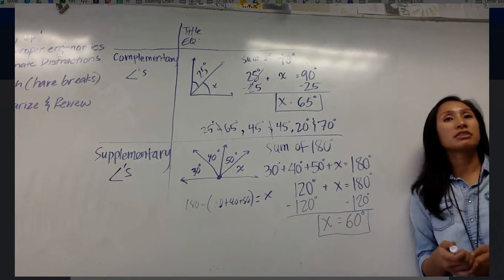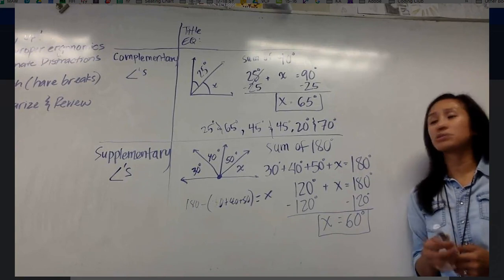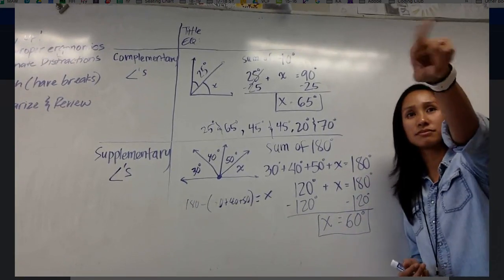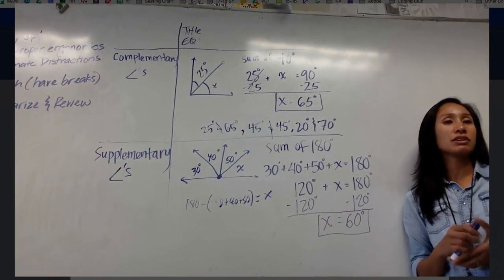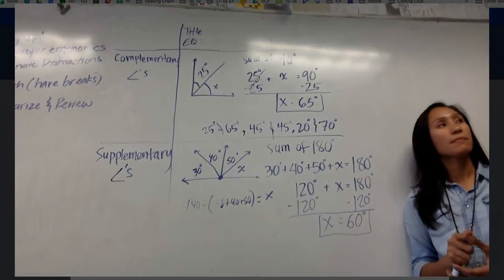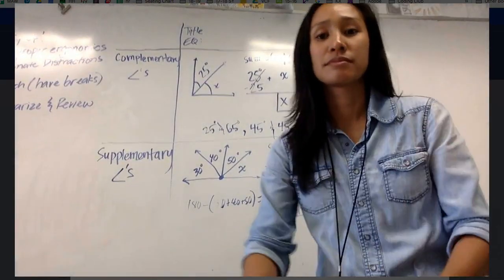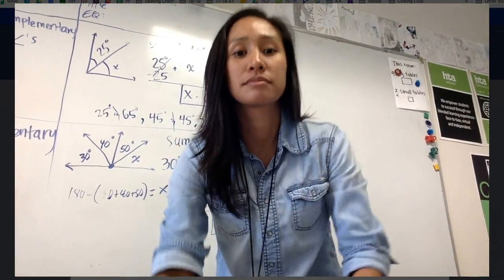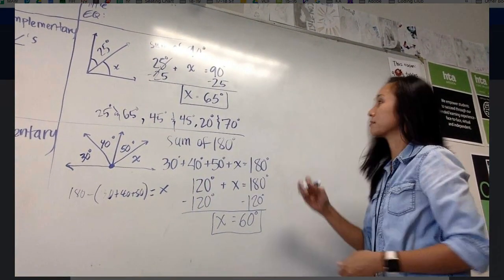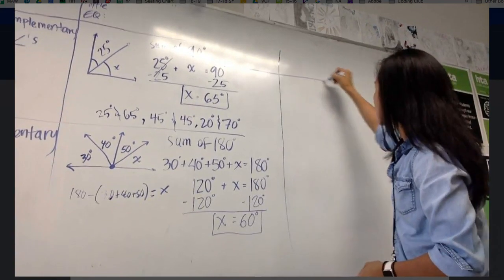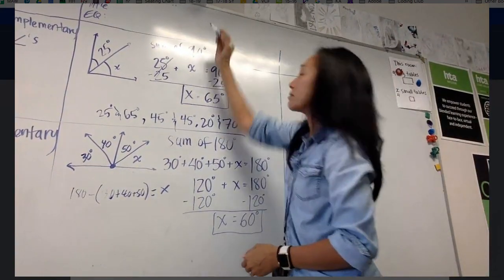Okay. Tell the person next to you what's the difference between complementary and supplementary, and then we're gonna move on. Go. One difference is the degrees: complementary has a sum of 90 degrees and supplementary has a sum of 180. It's just a straight line. Supplementary has a 180 angle.